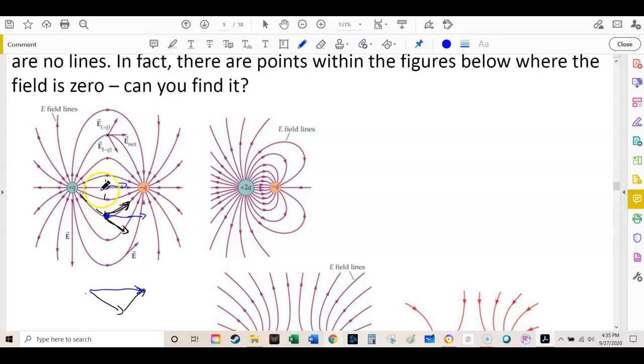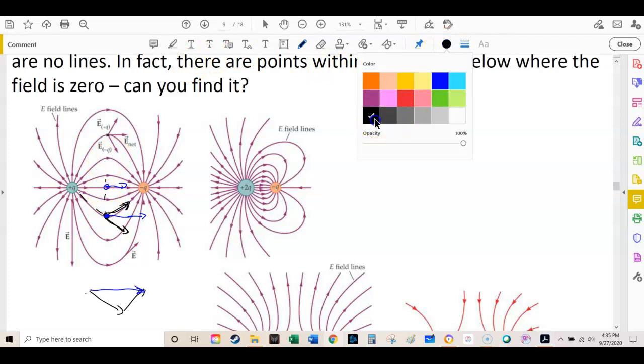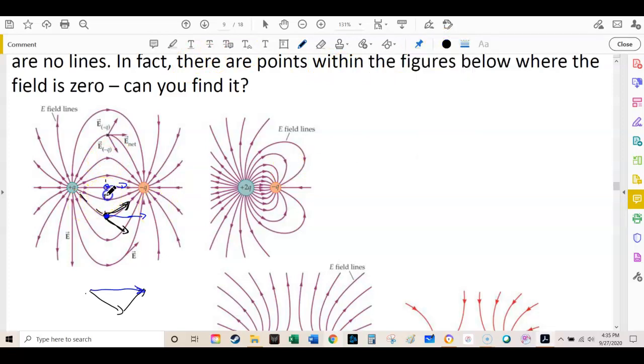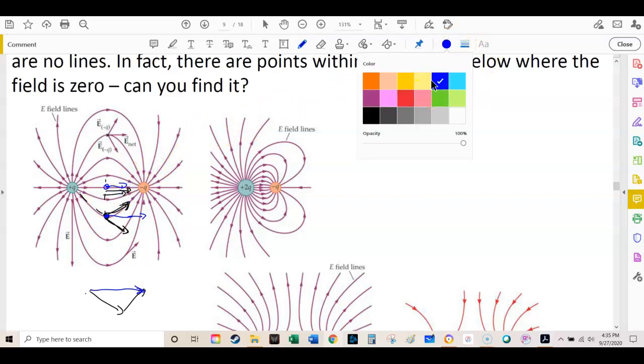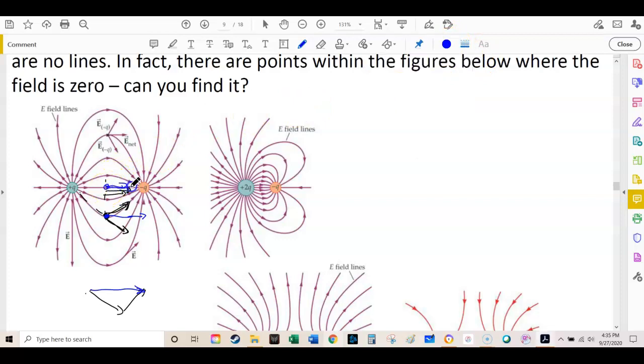Same thing is happening. The positive charge is going to have a vector pointed away from it, and the negative charge is going to have a vector pointed toward it, right? And so adding those two up, you get a much larger blue vector pointed to the right.